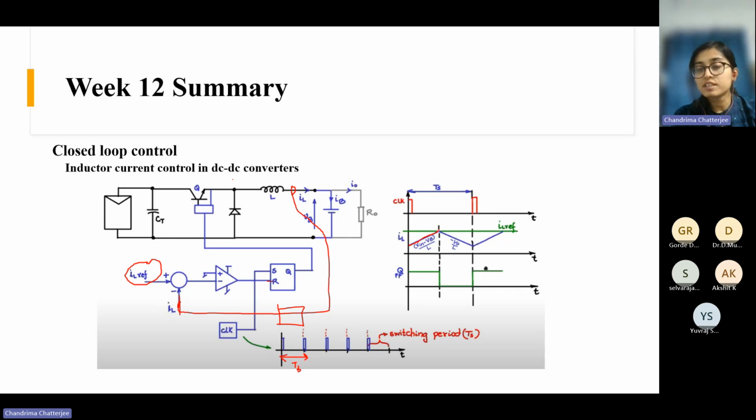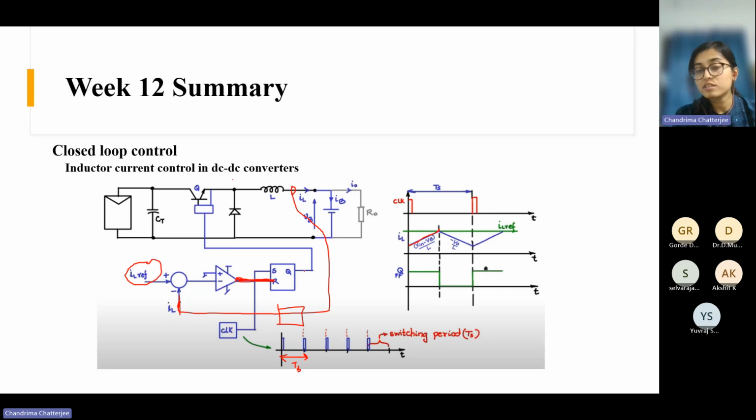The moment this current hits this limit, which is basically your IL reference, the peak value, and goes slightly above this reference, then this error becomes negative, because the actual IL is slightly higher than your reference. Now if this error is negative, we are feeding it to the negative terminal, so it becomes positive. And then the reset pin is high. In that case, what will happen?